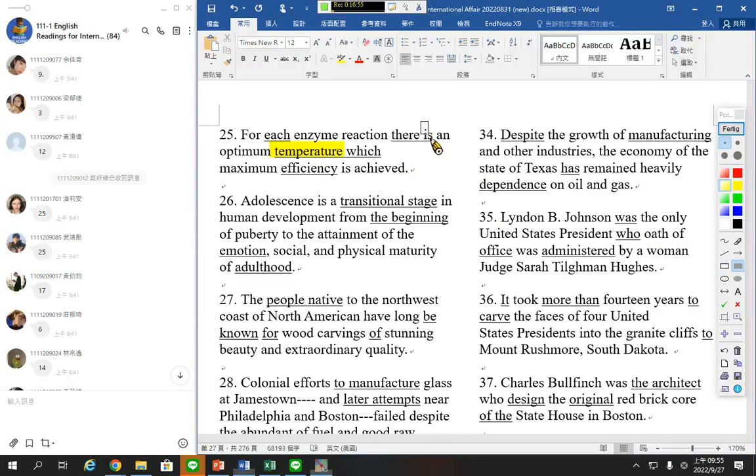The verb is. And the subject complement is there. So basically, an optimum temperature is there. The normal sequence of the sentence is: an optimal temperature is there. So temperature is the subject, is is the be verb, and there is the subject complement, 主词补语. Okay, and now let's see this one. So basically we have completed the structure.